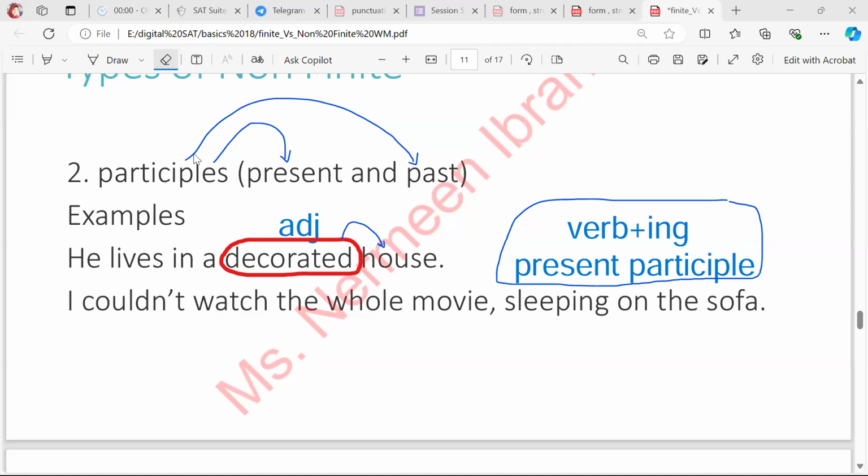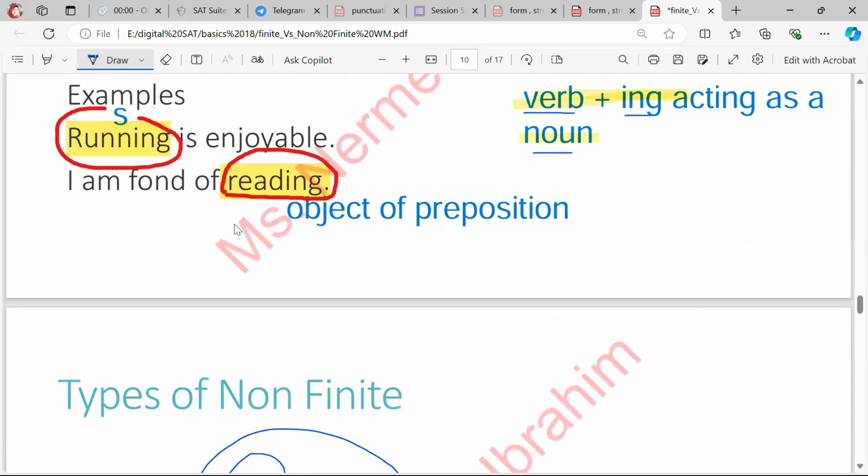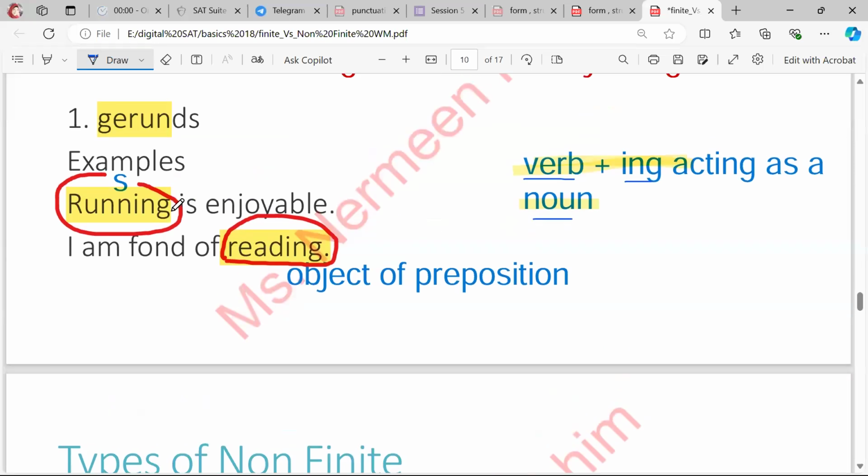Lives is the main action verb here, but decorated is actually describing the house. So the third form of the verb that describes a noun is a past participle. The verb that has -ing and can be eliminated with the rest of its phrase without affecting the sentence is a present participle, not a gerund. A gerund can't be removed from the sentence.